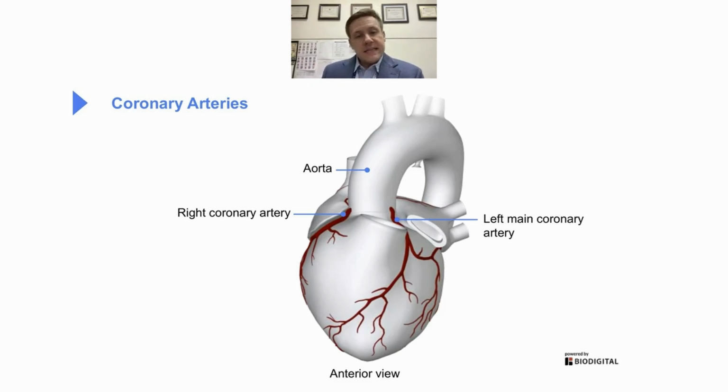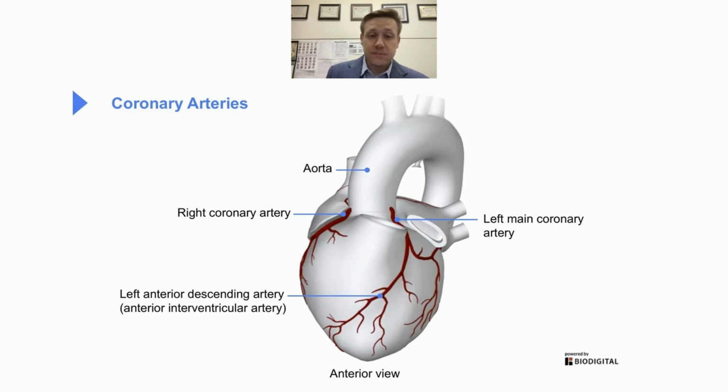On the other side, it's slightly different because we do have a left main coronary artery. We say left main because it's going to branch into two important branches, and it's going to do so fairly quickly, sometimes less than a centimeter before it does a very important split. And one of the arteries that splits off of the left main coronary comes down the anterior surface of the heart as the left anterior descending artery, or LAD.